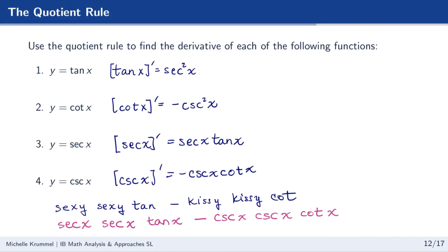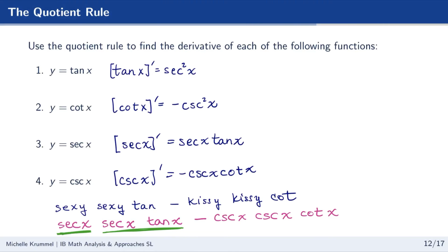Well, they're written in order, so you can read this left to right, or you can read this right to left. If you want the derivative of secant, it's equal to secant x tangent x. Okay, if we look back up here, we can see that. The derivative of secant is secant tangent. So if you can remember sexy, sexy tan, then you can remember that the derivative of secant is secant tangent.